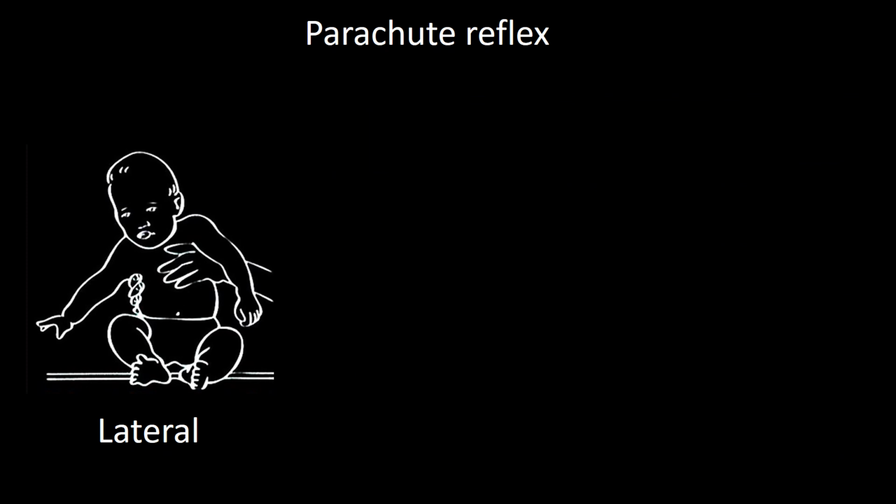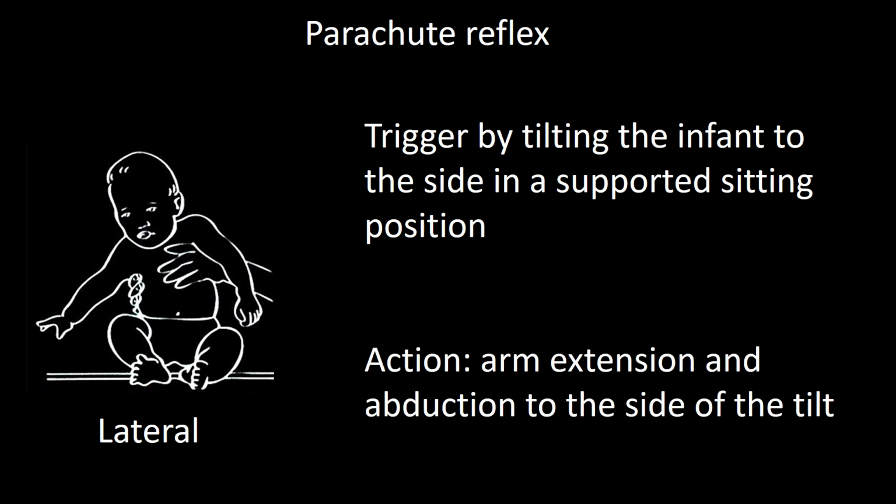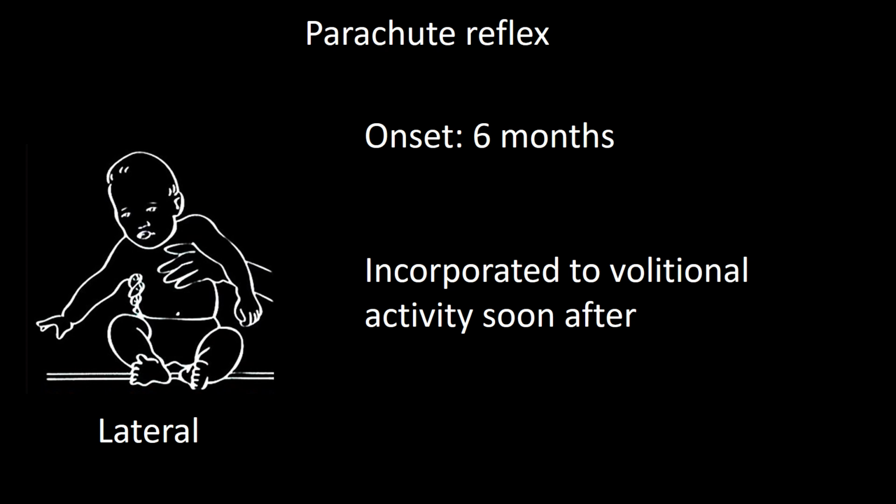The lateral parachute, also referred to as propping reaction, is present in 90% of infants. It is elicited by tilting the infant to the side while holding the infant in a supported sitting position. It is manifested by arm extension and abduction to the side of the tilt. It is first noted at 6 months, and soon after it becomes incorporated into volitional motor activity.